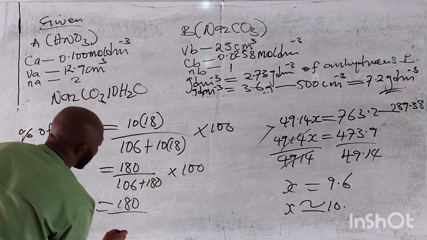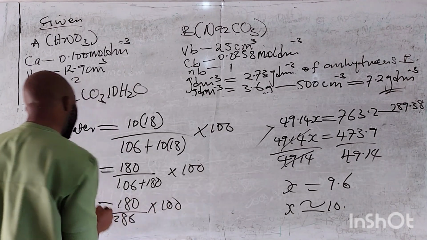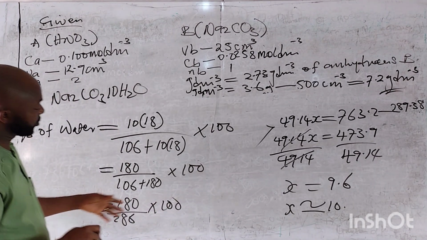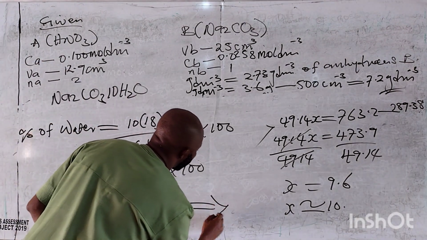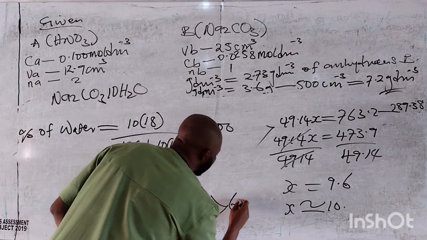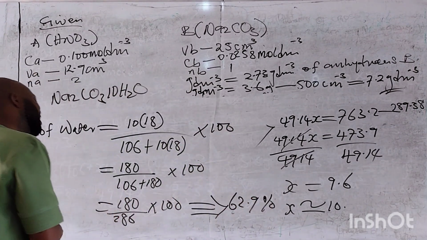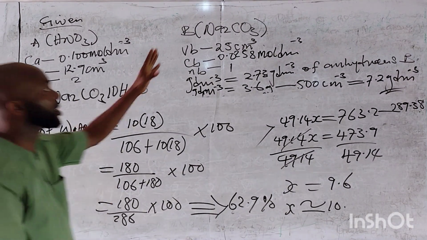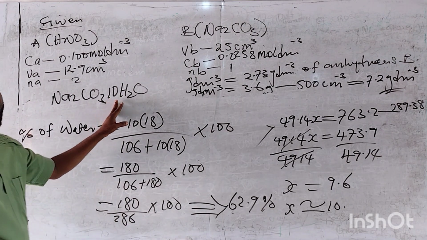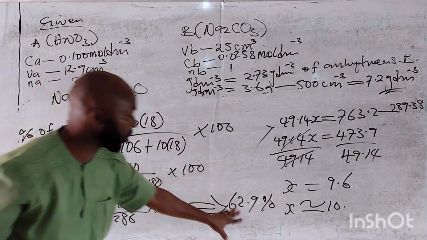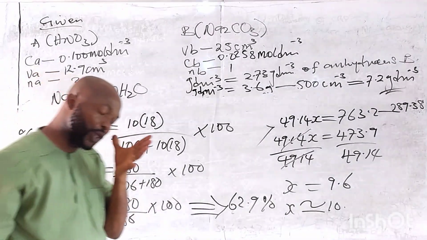This is 180 over 286, times 100. Now, 180 times 100 divided by 286, what do you get? 62.9%. The percentage of water in this compound was very high. Of course, you can see it's a decahydrate. That is why our answer took us to 62.9%. So that's the end of question number 2.